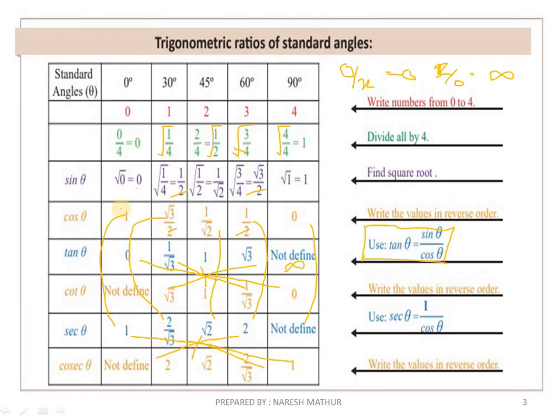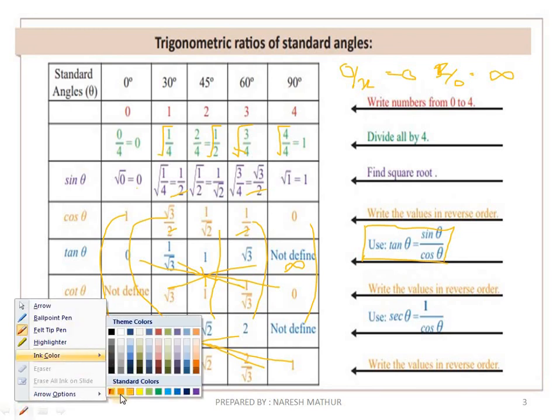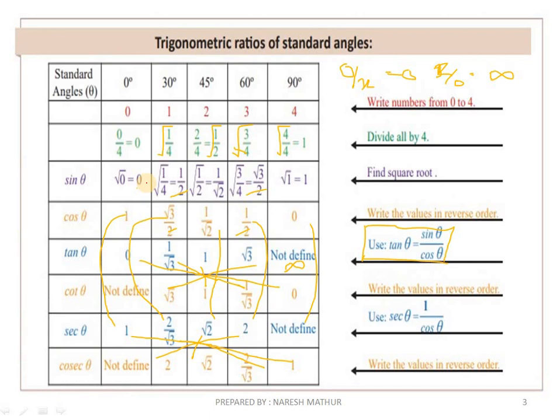Is it clear? Now see it one more time. Alright, I'm explaining this concept one more time. See from the beginning. What we have done, we just write all the trigonometric ratios and all the angles here. Just write the numbers 0, 1, 2, 3, 4, divided by 4. Then we find the square root of these numbers. So we'll get 0, 1 by 2, 1 by root 2, root 3 by 2 and 1 as the values of sin theta.